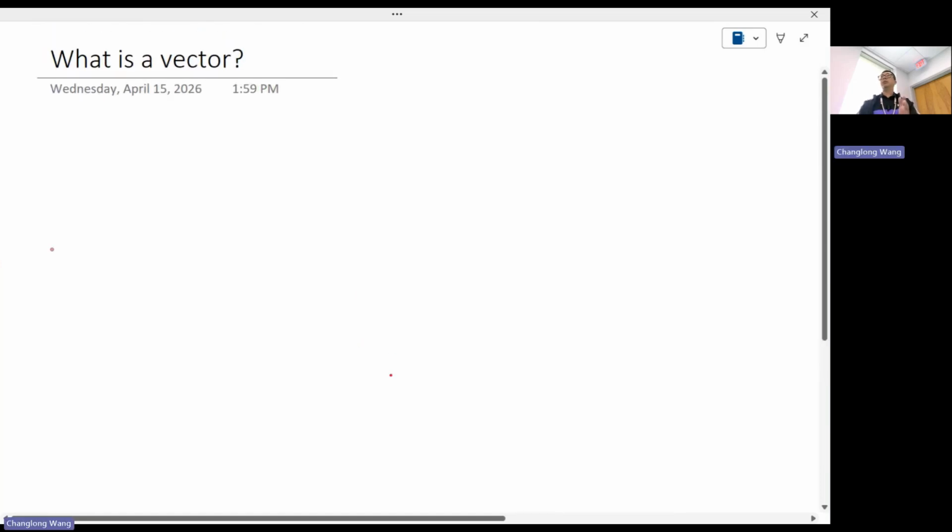Now just curious, do you guys know by any chance what a vector is? Maybe from a prior class, maybe geometry. They do mention vectors in geometry a little, or maybe algebra 2. I guess they should have vectors in pre-cal or even calculus.